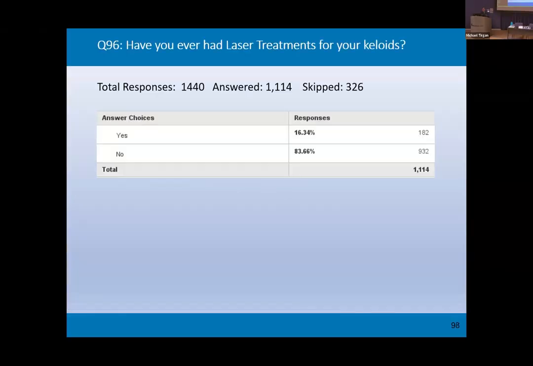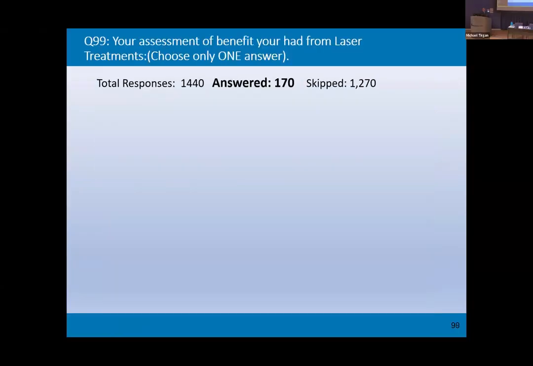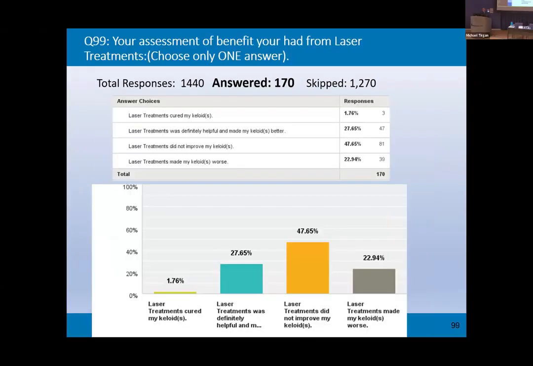Lasers, I'm not a fan of lasers. In that survey study we had 182 patients who have received laser treatment. And some of these patients basically reported that the laser helps them. That percentage is quite low, rather. About 27% tell you the keloid gets better. The problem is here, 23% of patients tell you the keloid gets worse.